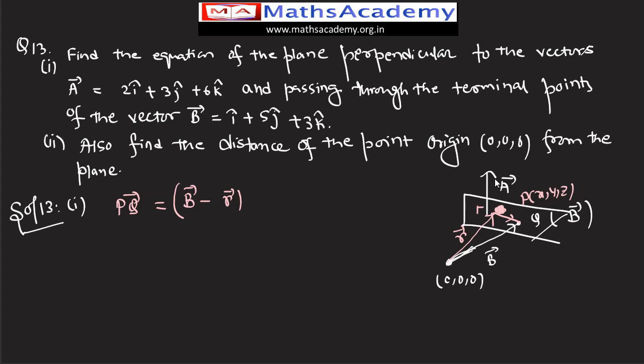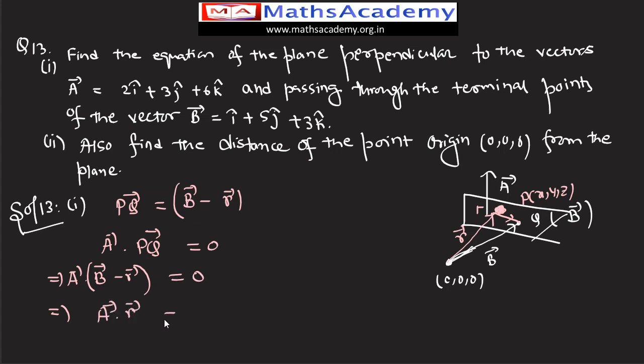Now this vector lies on the plane, and you notice that a is perpendicular to this plane. So that means this vector a is also perpendicular to PQ. So the a vector is perpendicular to the PQ vector, which will imply their dot product should be 0. So now, b vector minus r vector, multiplied with a vector, will be 0.